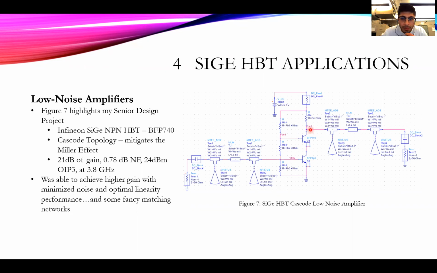So that's why that cascode topology is chosen here. But the SiGe HBT allows us to really get some really good performance out of this. We were able to achieve 21 dB of gain, 0.78 dB of noise figure at 3.8 gigahertz, which was pretty good performance, as well as high linearity of 24 dBm at the output third order intercept. And obviously there was a little bit of fancy matching here with some shunt radial stubs, but the SiGe HBT definitely did help contribute to that.